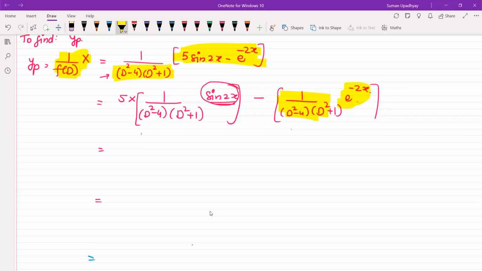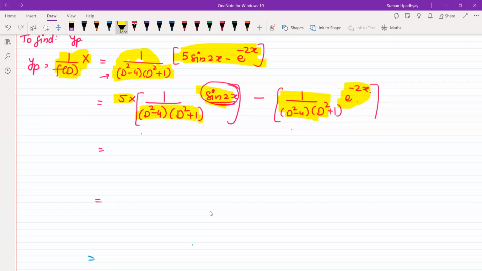Okay. I just wrote and I substituted for f of d and f of capital X. Then I'm multiplying this bracket inside. So what I will get? 5 is constant that I kept out. And this will be 1 upon d square minus 4 into d square plus 1 into sin 2x. And the other term also I multiplied.